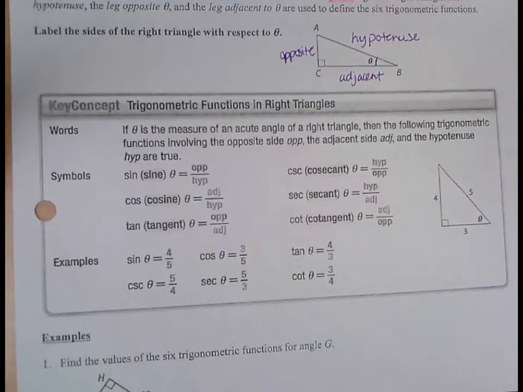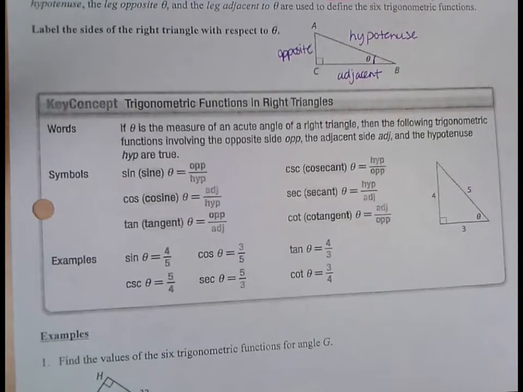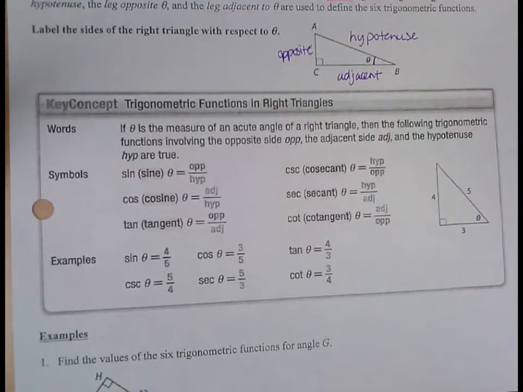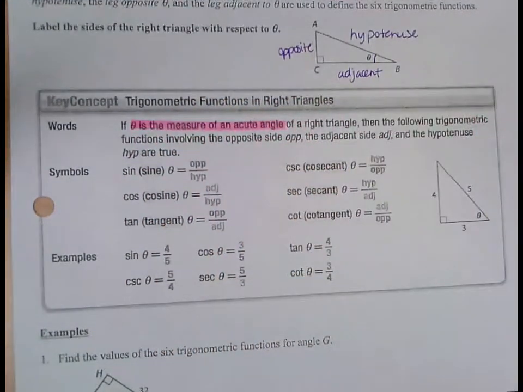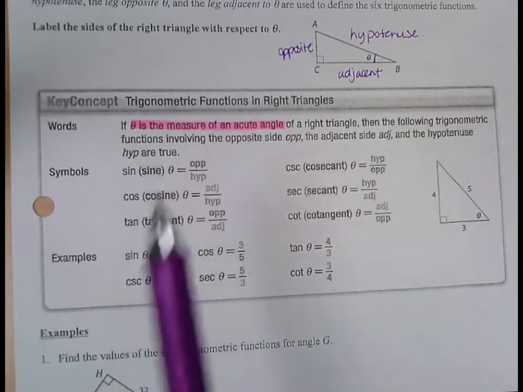Okay, so as you work through, again, if it helps to label them, I would recommend doing that. Maybe once you get more comfortable, you won't need to. But then based on the opposite leg, adjacent leg, and then the hypotenuse, that's again how these 6 trig functions are defined. So down in this box here, we have if theta is the measure of an acute angle of a right triangle. So again, I'm going to highlight that just because that's important, that theta is not the 90-degree angle. Then the following trig functions involving the opposite side, the adjacent side, and the hypotenuse are true.